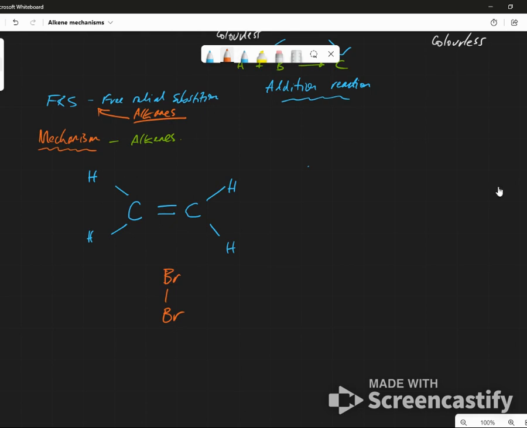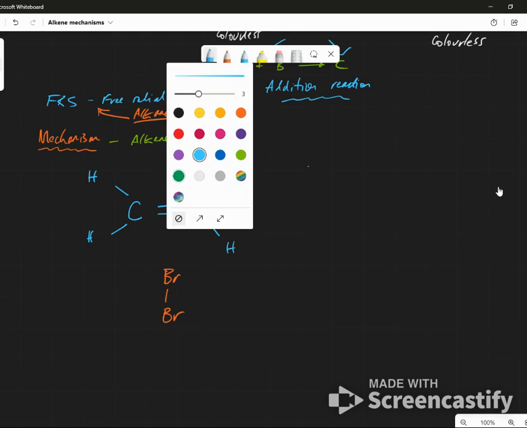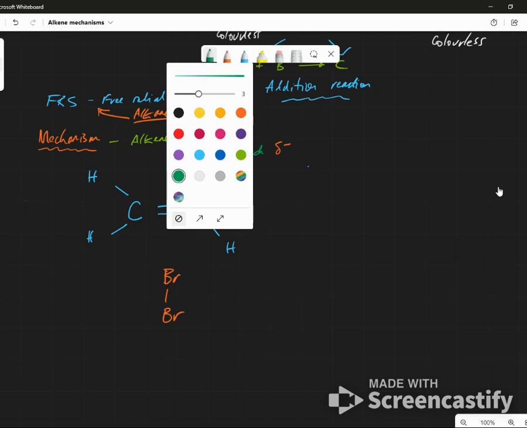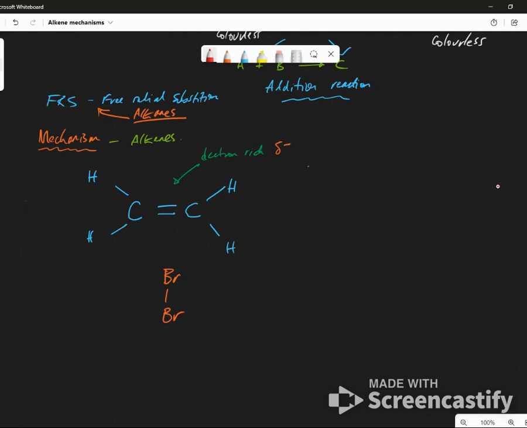Now, because this region is electron rich, it means it has a negative charge. That region has a little bit of a negative charge. And what that's going to do to my bromine is push electrons away. It's going to repel electrons in the bromine. So electrons are going to be pushed to this side of the molecule. So that side of the molecule is going to be a little bit negative, and this side of the molecule is going to be a little bit positive.